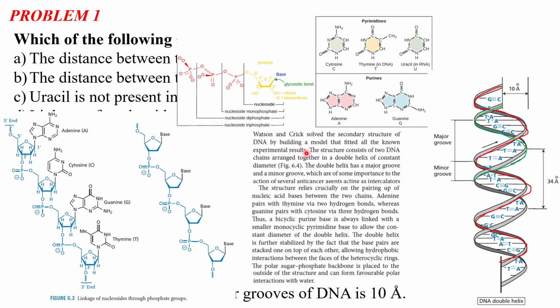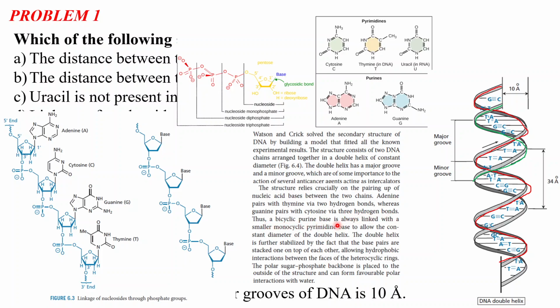So Watson and Crick solved the secondary structure of DNA by building a model that fitted all well-known experimental results. The structure consists of two DNA chains arranged together in a double helix of the constant diameter. This figure, the double helix has a major groove and minor groove, which has some importance to the action of several anti-cancer agents acting as an intercalator. The structure relies crucially on the pairing up of nucleic acid bases between two chains. Adenine pairs with thymine via 2 hydrogen bonds, whereas guanine pairs with cytosine via 3 hydrogen bonds.